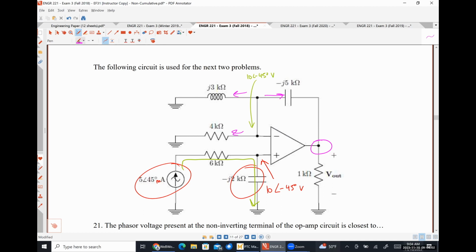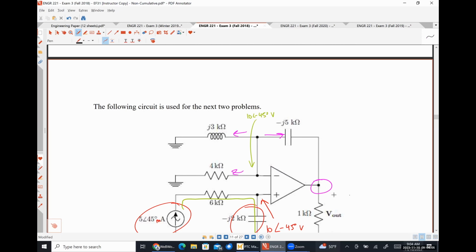So let me write out the KCL equation here. I'm going to be lazy and just call this V minus so that I don't have to write that out over and over again. So we would have V minus divided by 4K plus V minus divided by j3K plus (V minus minus V out) over negative j5K is equal to zero, and then rearrange stuff correctly to solve for V out.